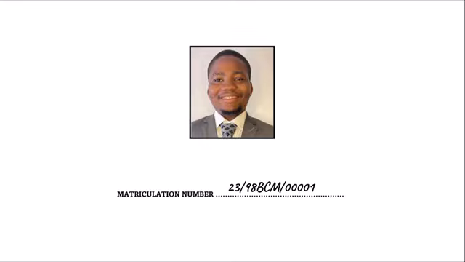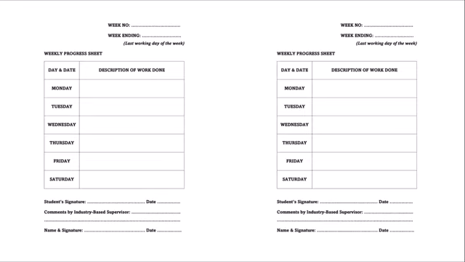So on this page, there is a space provided for you to put your passport. Just insert your passport and then put your matric number. Then you have this weekly progress sheet. You are going to have this page appear in your logbook as many times as the number of weeks that you're supposed to spend in your Siwes attachment place.